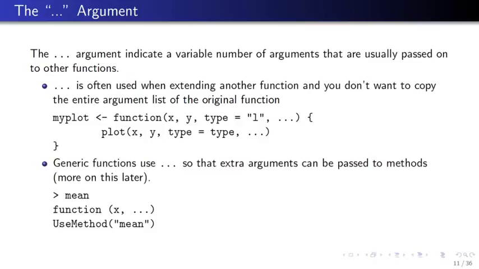There's another use of the ... argument, and it's for what are called generic functions, so that extra arguments can be passed to methods. We'll talk more about this later when we talk about object-oriented programming. But the basic idea is that in R there can be special functions called generic functions which don't do anything, but what they do is dispatch methods for different types of data. And so the ... is used very heavily in this type of setup.